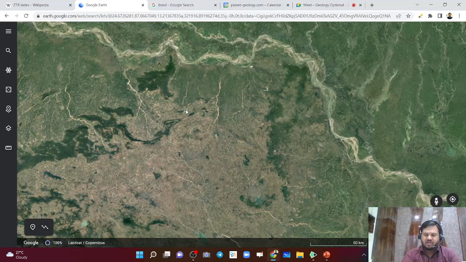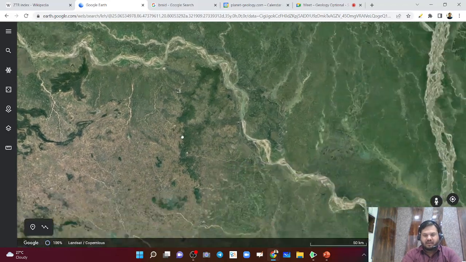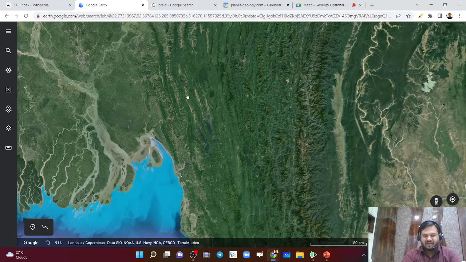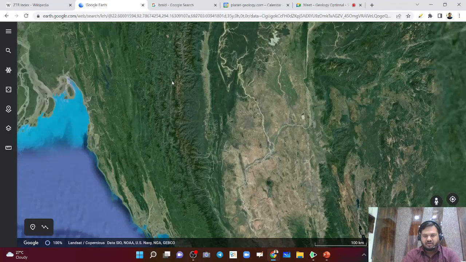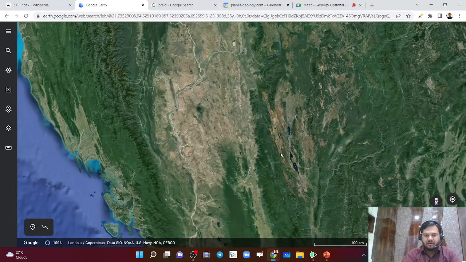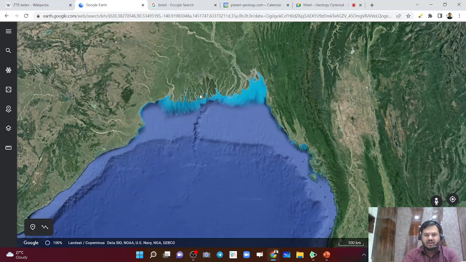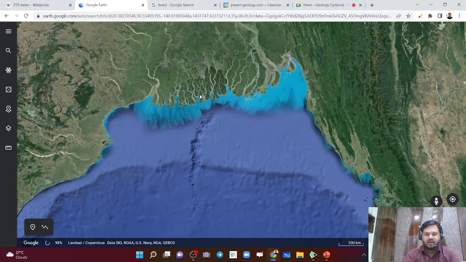But the Ganga river system is generally a meandering kind of river system, and the Brahmaputra is a braiding kind of river system, right? So this is this. Then another landform I was trying to tell you about is the delta, right? We will study delta maybe tomorrow if time permits. But today itself, like I was showing you delta, right? So this is the Ganga Brahmaputra delta, right?